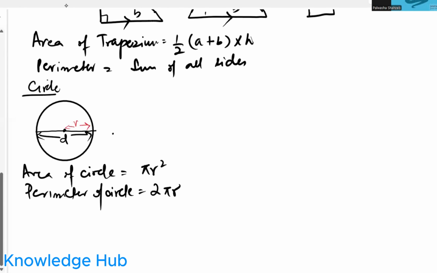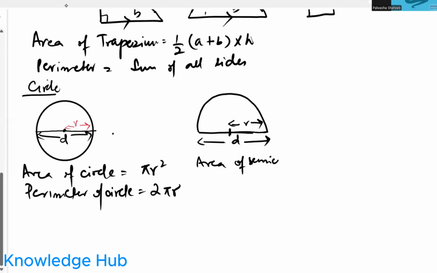Okay, so after a circle, let's talk about a semicircle. All right, this is a diameter, right? And half of the diameter is the radius. As a semicircle is half of a circle, the area of a semicircle is pi r squared divided by 2.